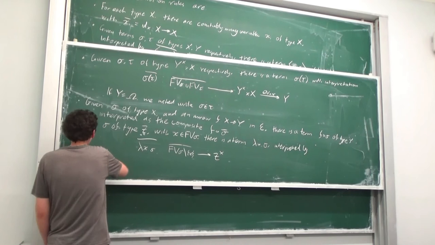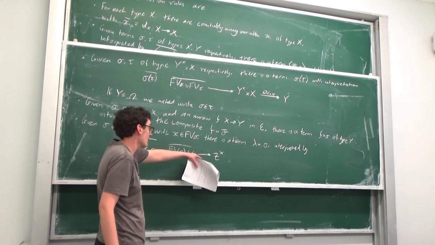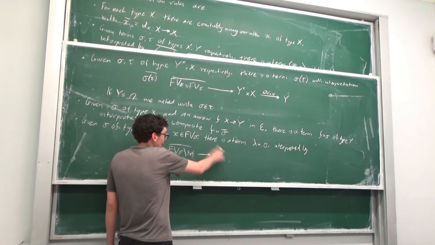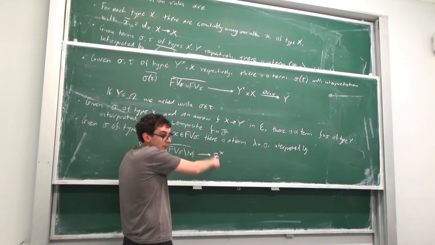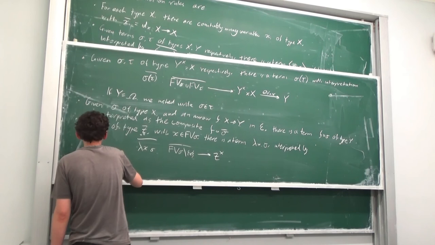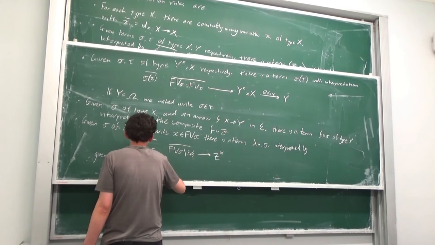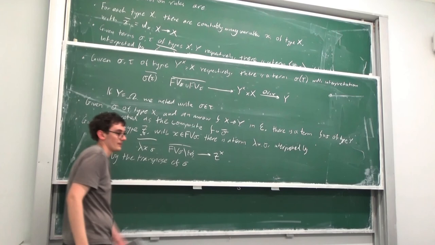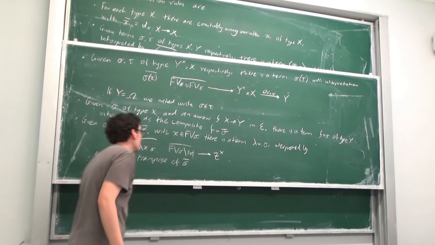So what is the actual interpretation? It's just the, so remember the exponential gives you a bijection between things of this form and the ones where you pull the x over. So you just take the transpose of the map, of the interpretation of sigma. Okay. One more thing.